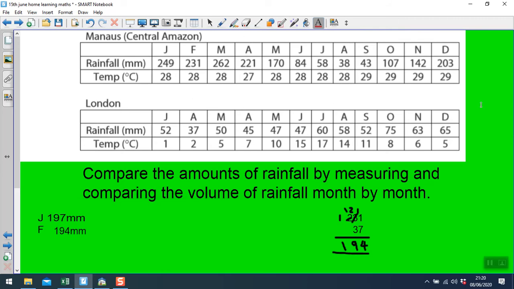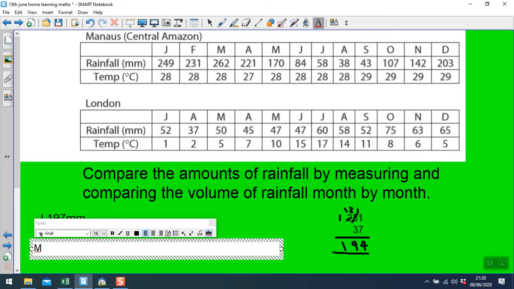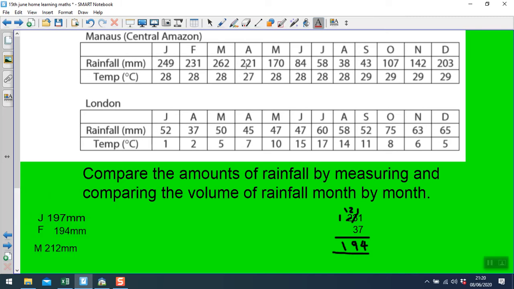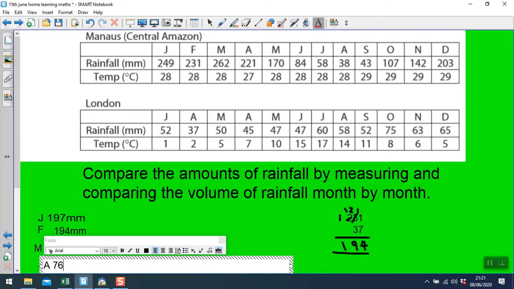Pause the video while you do this. So March 262 take away 50 is 212 millimetres. April we've got 221 take away 45 equals 176.